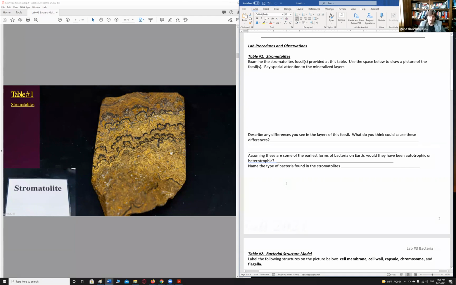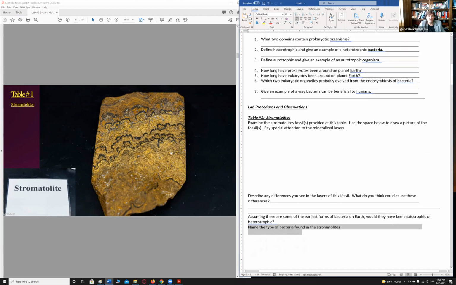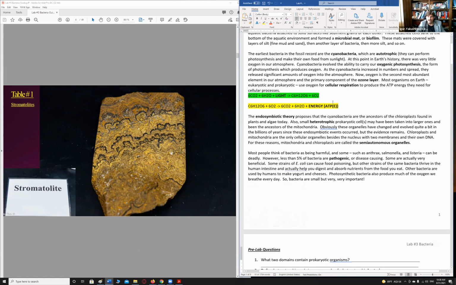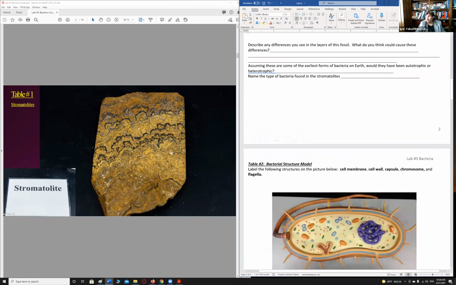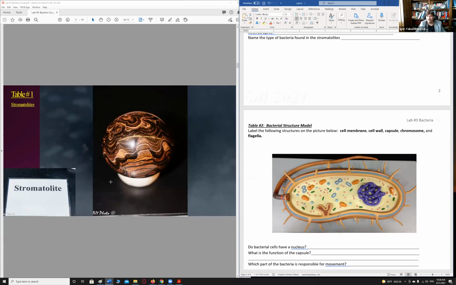Some of the people are really good, easy with drawing, a square, couple of layers, done. Moving on. So name the type of the bacteria found in the stromatolites, and that would be right here, cyanobacteria. All right. Any questions, any problems? So here we have another example of the stromatolite. Here's another example of stromatolite, whichever you want.